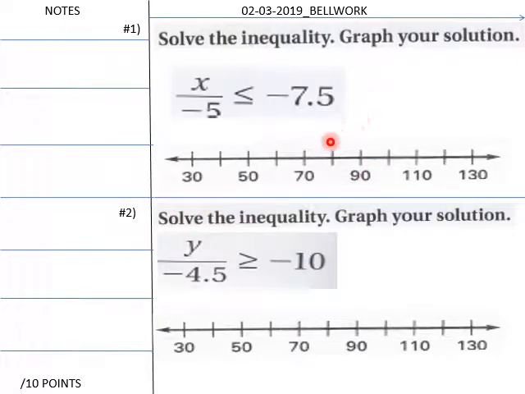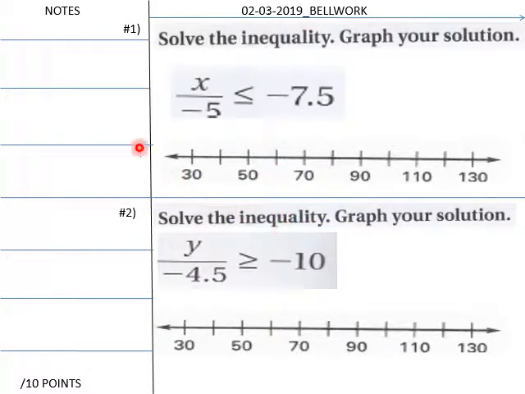Teachers, here is your bell work. For this lesson here, I would give your students about 5 minutes. Okay, solve the inequality, graph your solution, same thing down here.